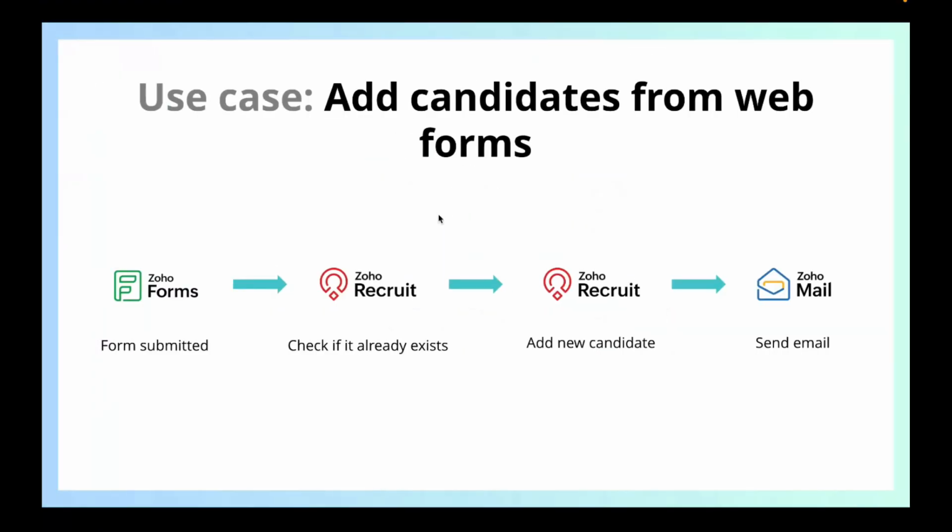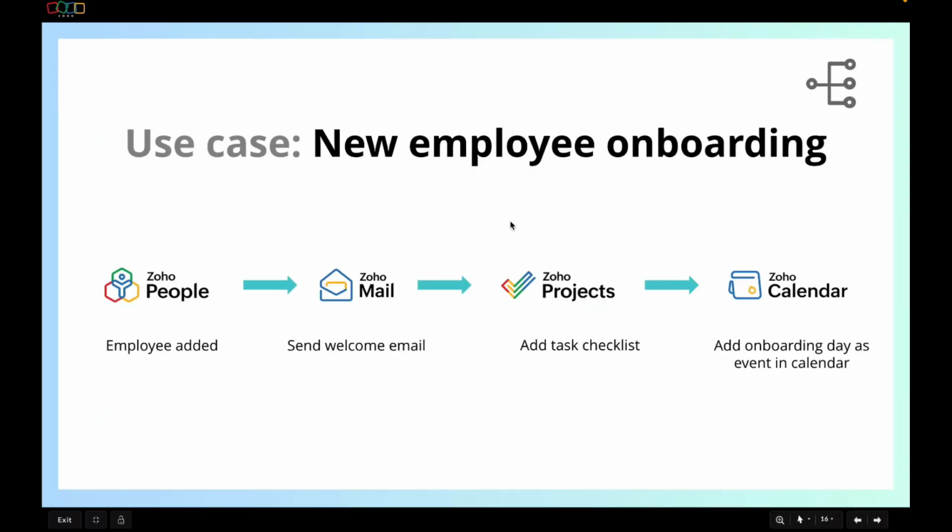We'll now go to the next example. Here, we are looking at making it easy for you to onboard new employees. So whenever a new employee detail is added to Zoho People, you would want to send them a welcome email. If there is an onboarding team in your department, you would want to create a new task list for them. Similarly, you would then want to add the details of that onboarding into their team calendar so that everyone knows when to be ready with that. We'll see how this is done.